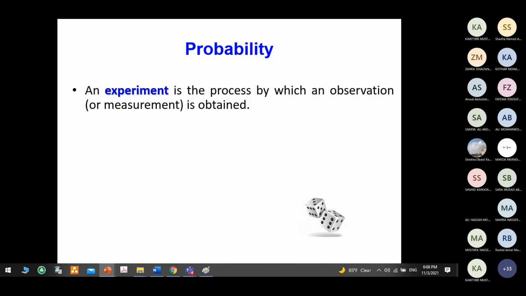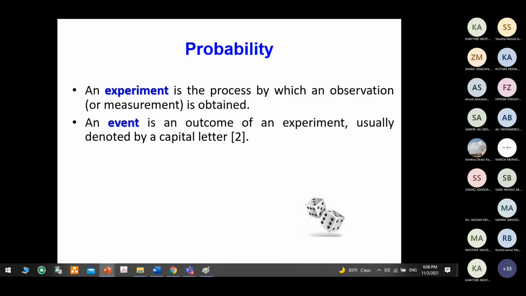So back to probability. An experiment is the process by which an observation is obtained. Example: when I toss a coin, this is an experiment. When I toss a die, this is an experiment. So an experiment is the process, as I mentioned, and then we get observations, which are our outputs from the experiment.